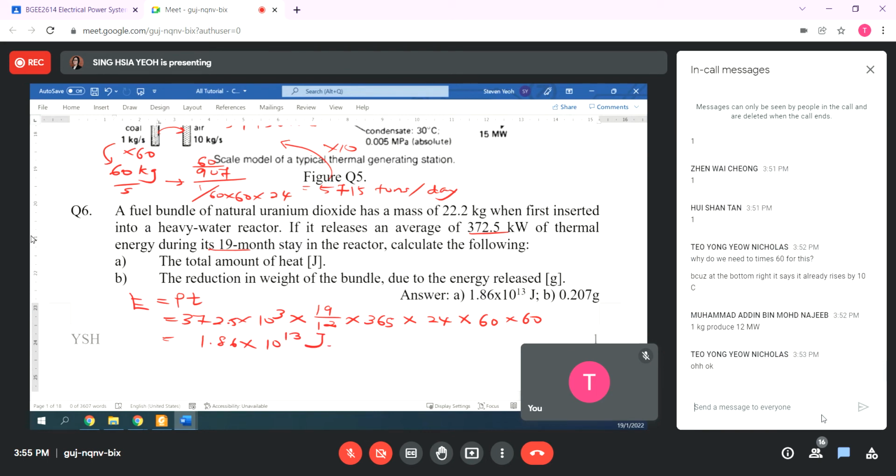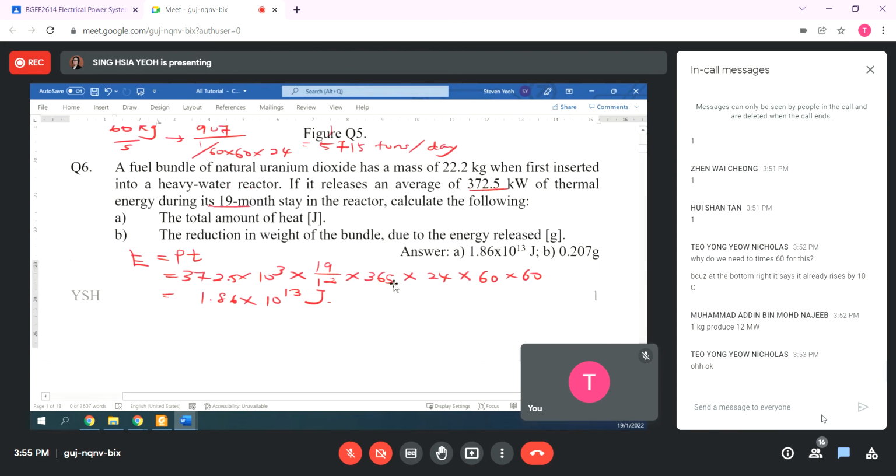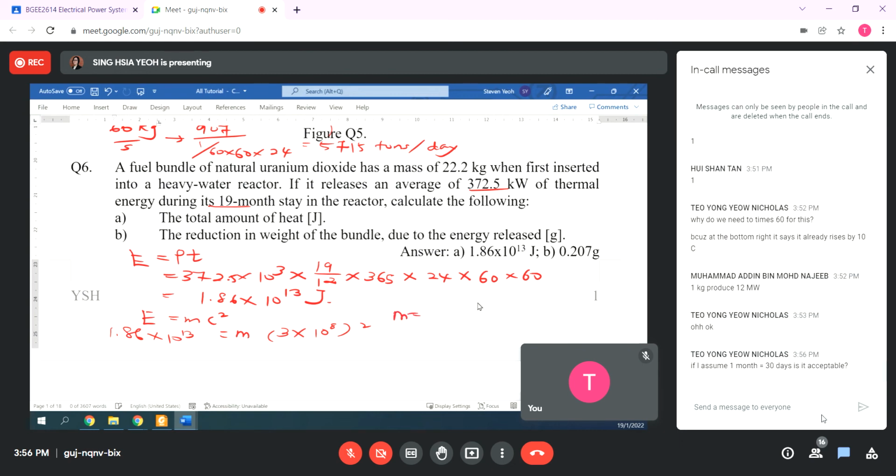Okay, then the reduction in weight of the bundle due to energy release, then you can use E equals to mc squared for nuclear. Then E will be this 1.86 times 10 to the power 13 equals to m, C will be speed of light, 3 times 10 to the power 8, squared. Okay, so this kind of values I will give you in the exam if I need you to use it. So from here, you are going to get m equals to 0.207 gram.